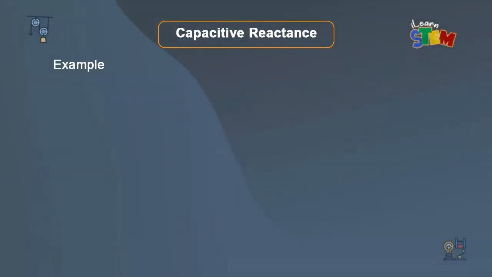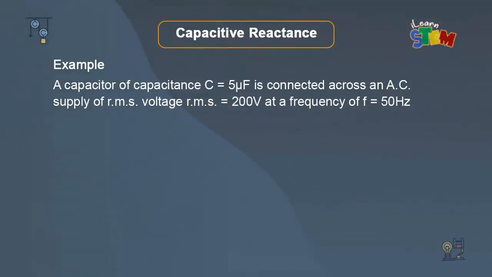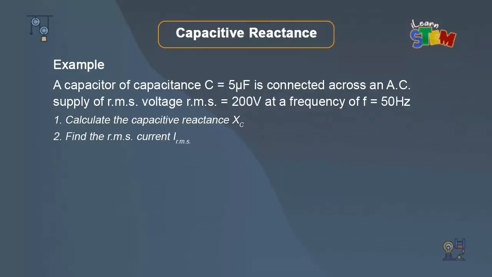Let's solve this example step by step. We are given a capacitor of 5 microfarads, connected across an alternating current supply of 200 volts RMS, at a frequency of 50 Hz. We are asked to calculate: 1. The capacitive reactance, 2. The RMS current, and 3. The peak current.